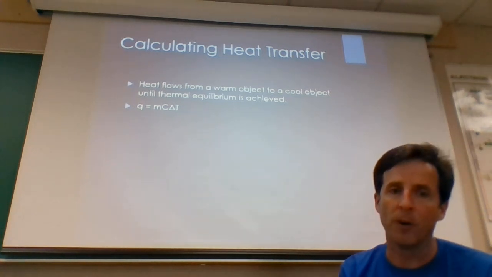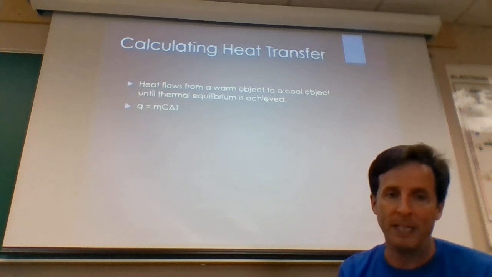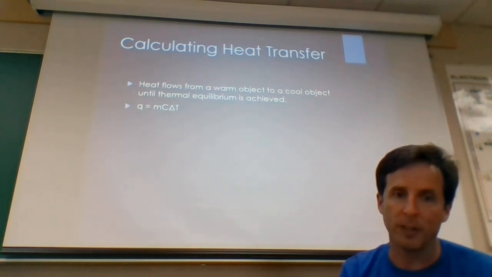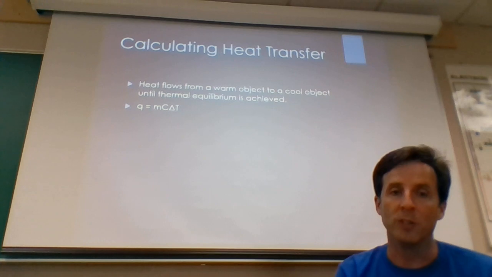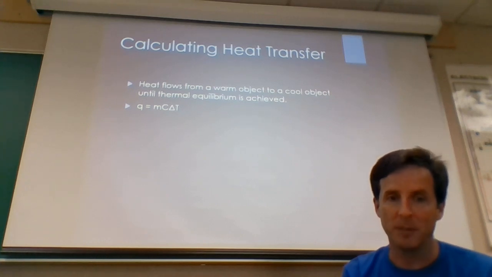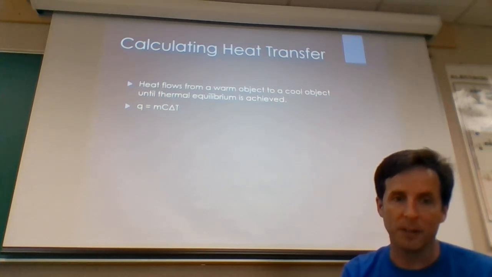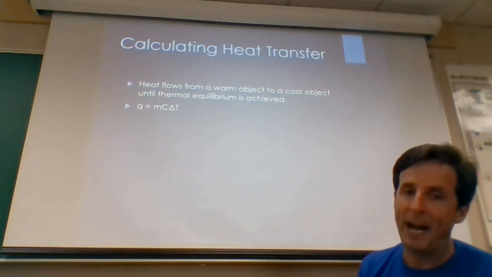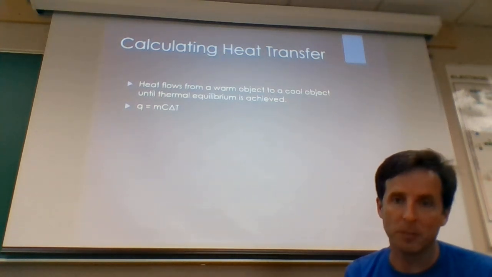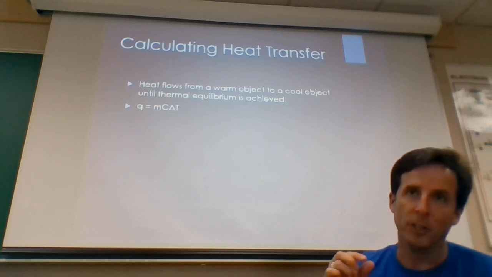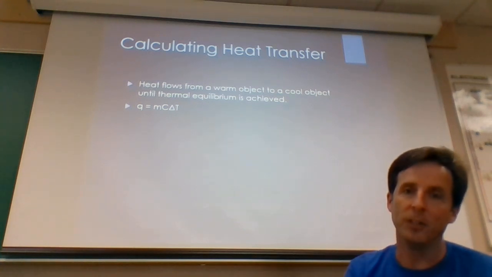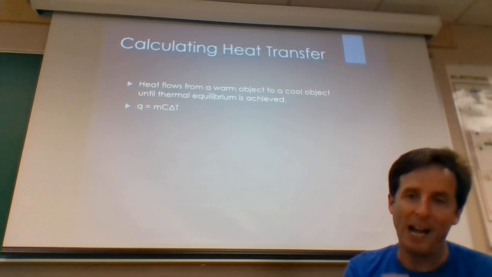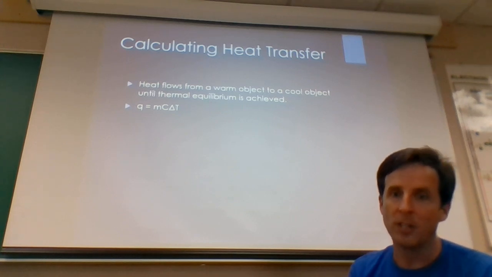Q stands for the amount of heat that's either being gained or released by a system. If Q is positive, that means the system is gaining heat. If Q is negative, that means the system is losing heat. M stands for the mass. It's typically given in grams, but the units of the mass and the units of specific heat have to match each other. So M is mass, usually in grams.